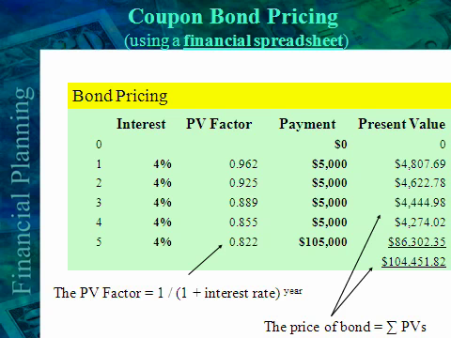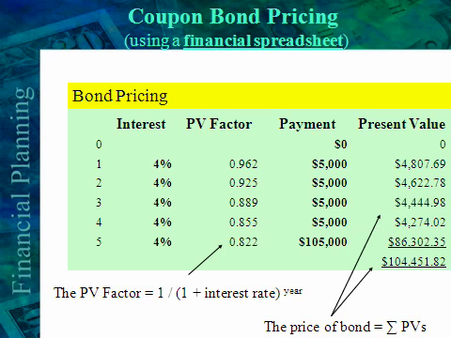The beauty of the financial spreadsheet is that you can quickly see every cash flow that you put into it, the interest rate used, and the time periods. So, where does that PV factor come from? That's just the formula 1 divided by 1 plus the interest rate expressed as a decimal. Do you see how easy that is to program?